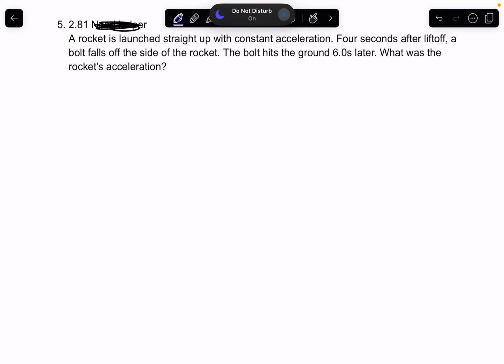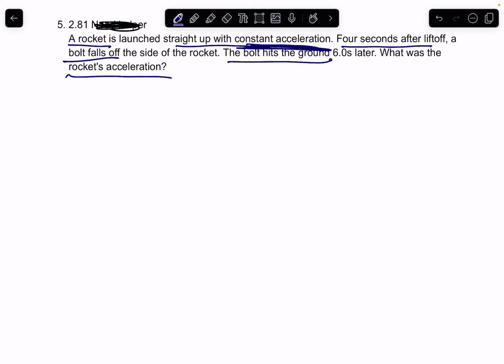Question. This is one of the harder questions you're going to see. So let's walk ourselves through this, because you've got a rocket launched straight up with a constant acceleration. 4 seconds after liftoff, the bolt falls off. It hits the ground. What was the rocket's acceleration?